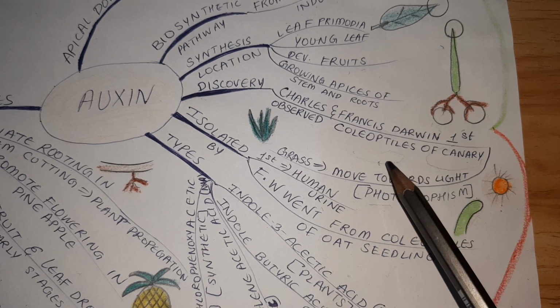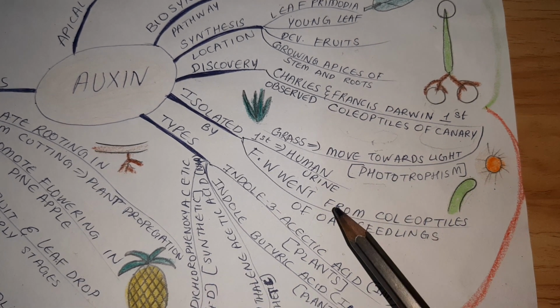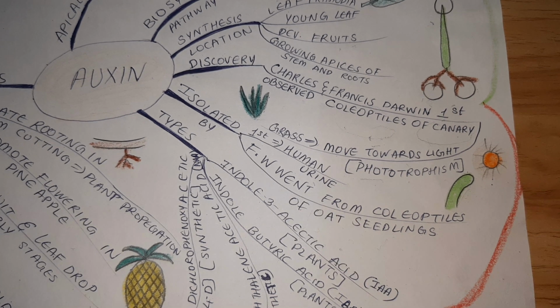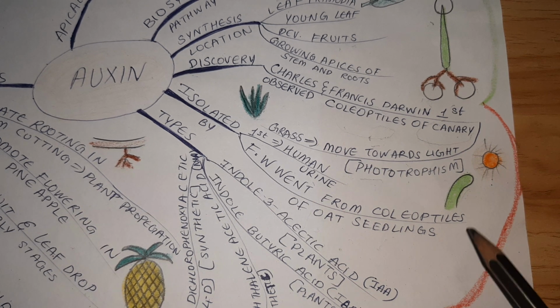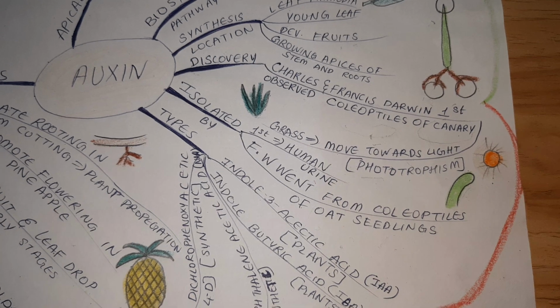And Charles and Francis Darwin only observed it, but F.W. Went was the first one who isolated it, means who removed it, or for observation he took it out from the coleoptile of oat seedlings.